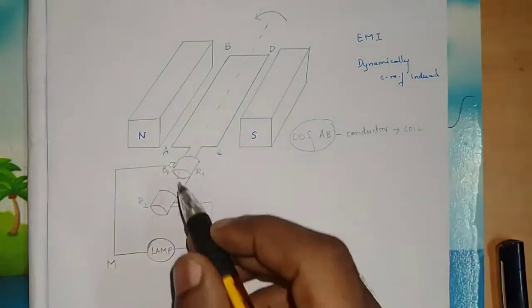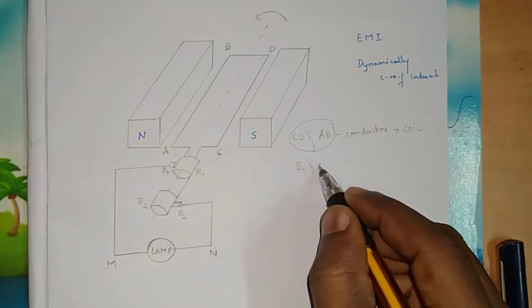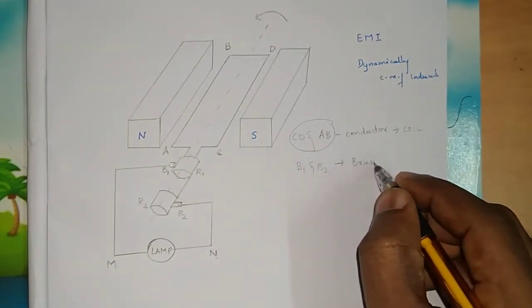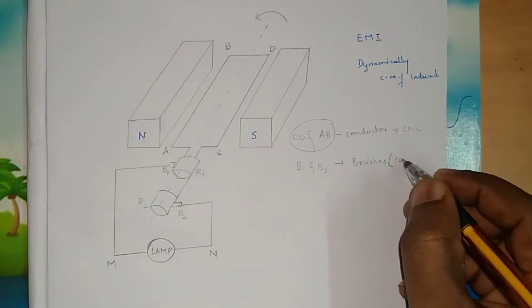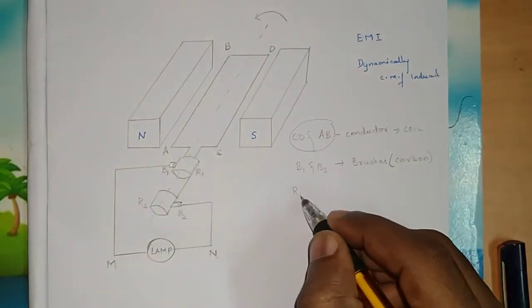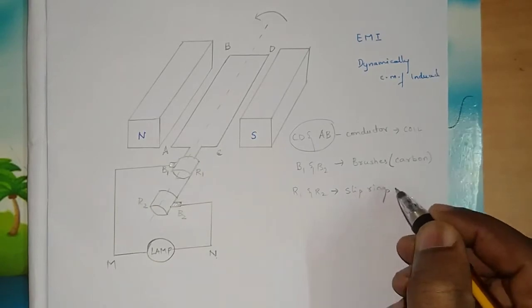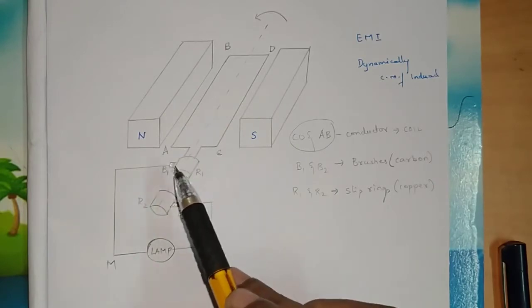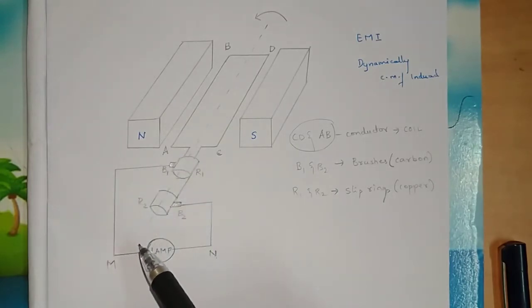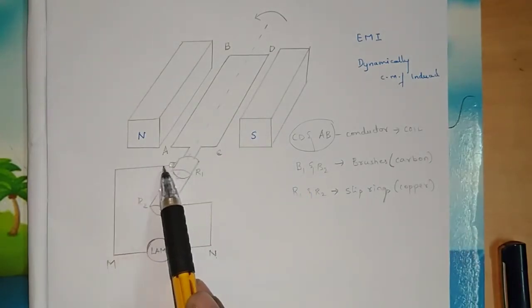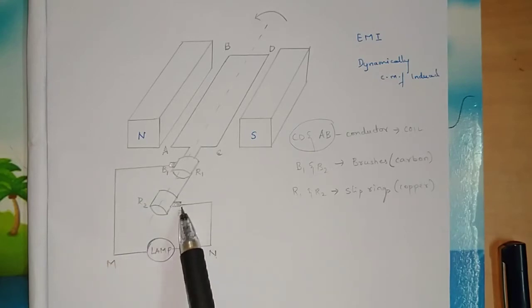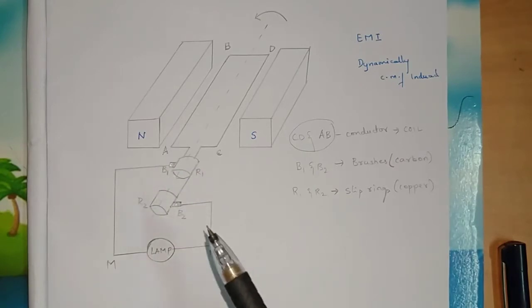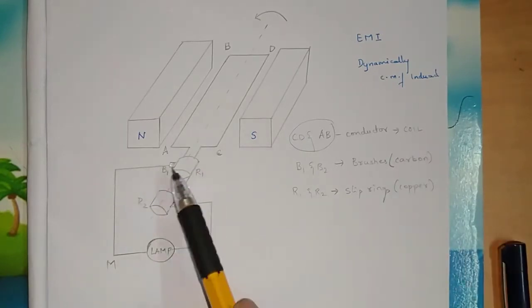Now what are B1 and B2? B1 and B2 are called brushes, which are made of carbon. R1 and R2 are called slip rings, which are made of copper. The brushes B1 and B2 are used to take the electricity produced within the generator. From B1 we have taken a wire which is connected to a lamp. In the same way, from B2 we have connected to the other terminal of the lamp. So B1 and B2 are the brushes used to take the electricity out from the generator, connected to the lamp.